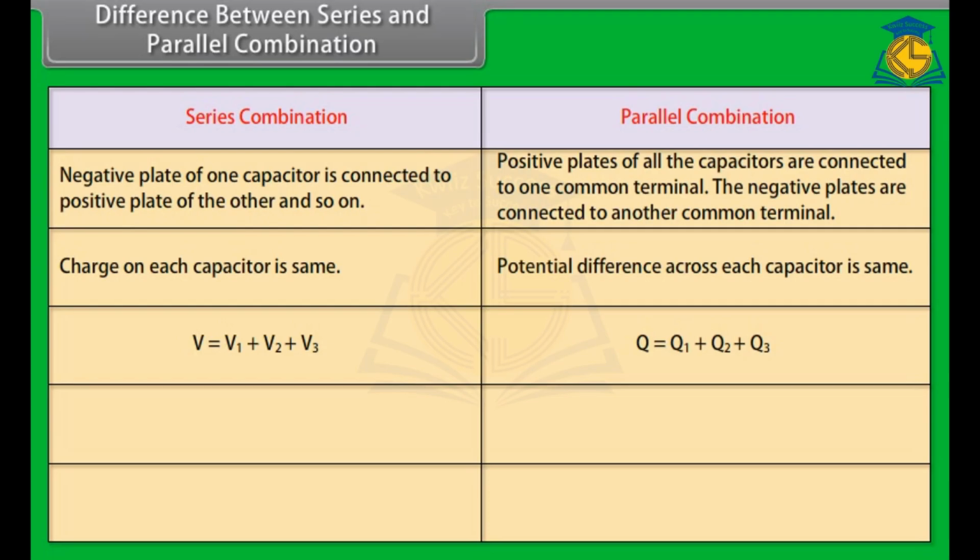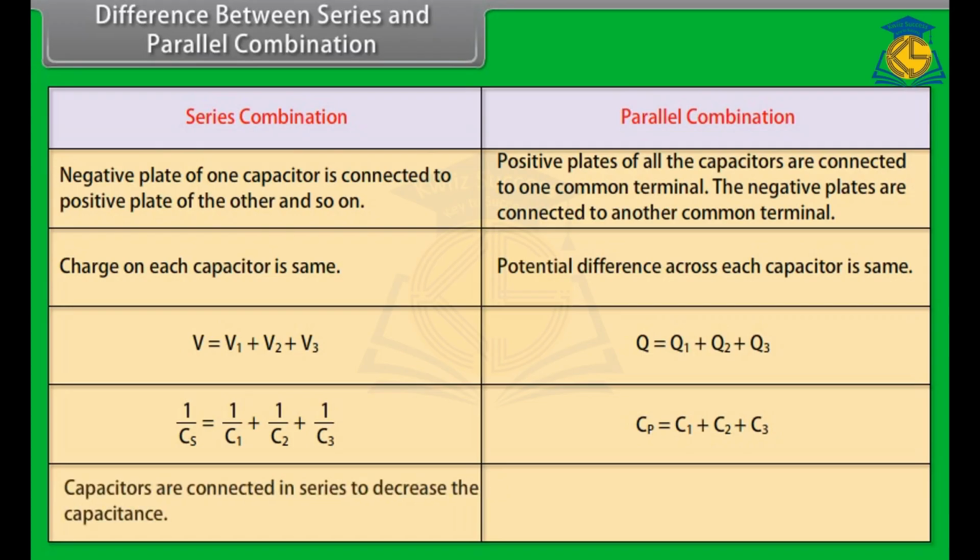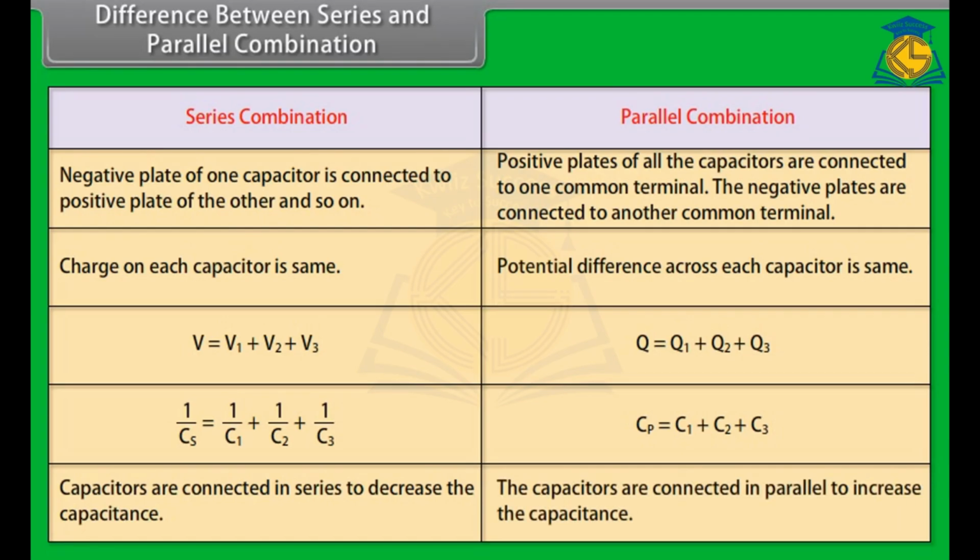In series combination, reciprocal of Cs is equal to 1 upon C1 plus 1 upon C2 plus 1 upon C3. Whereas in parallel combination, Cp is equal to C1 plus C2 plus C3. In series combination, capacitors are connected in series to decrease the capacitance. Whereas in parallel combination, the capacitors are connected in parallel to increase the capacitance.